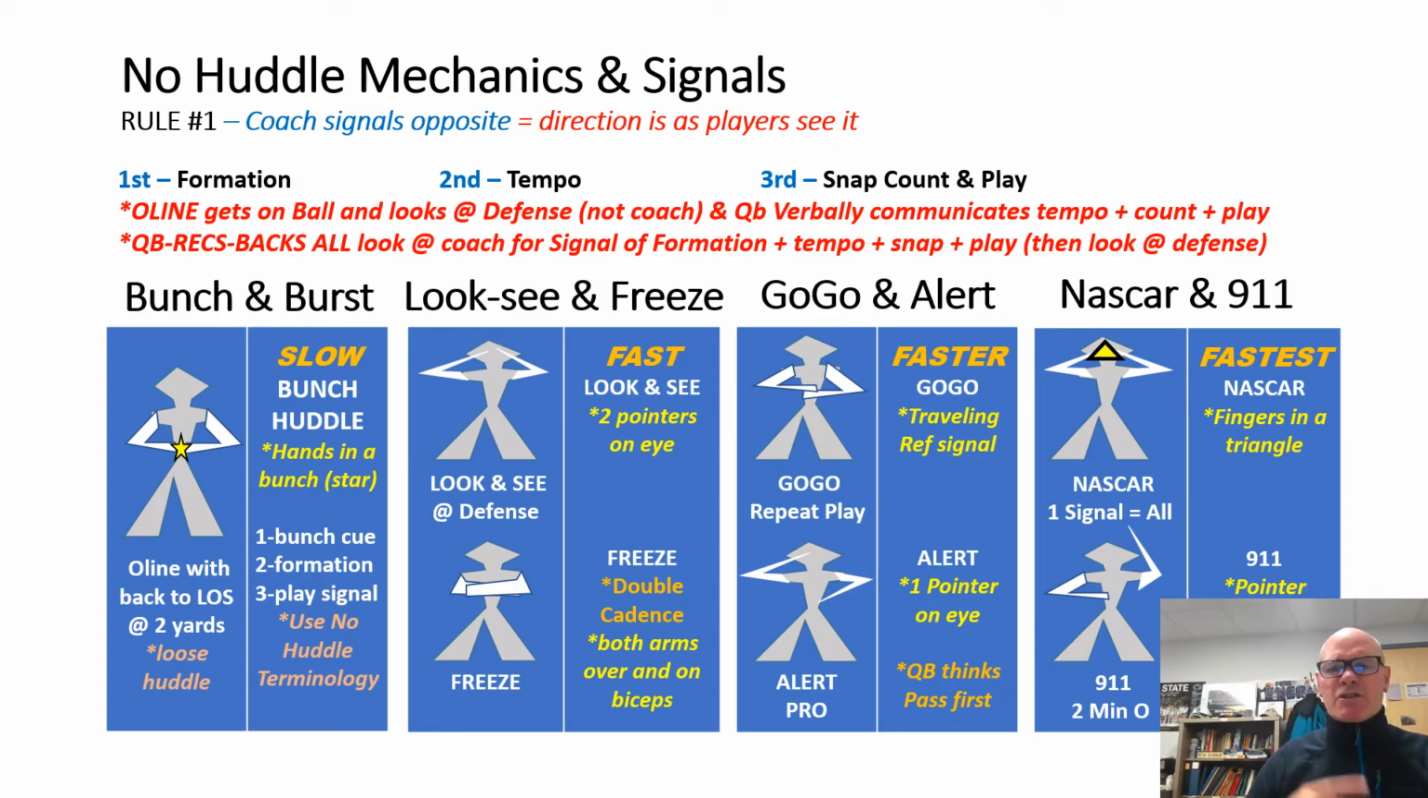If we want to go even faster, we do what's called a go-go, which is a traveling signal. That tells us we're going to repeat the exact same formation, play, and cadence we just ran. And then last, as we get into some special series, we can do a NASCAR, which does all in one with it. And then when we go 2-minute, our 911, we start to use circling motions, which gives us the same thing, formation, play, cadence all in one.